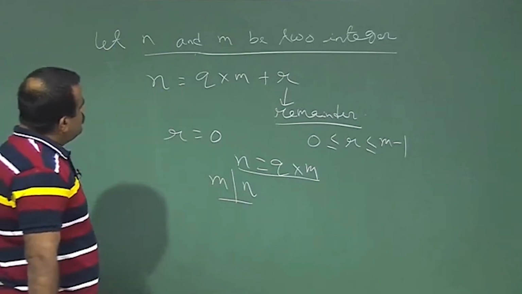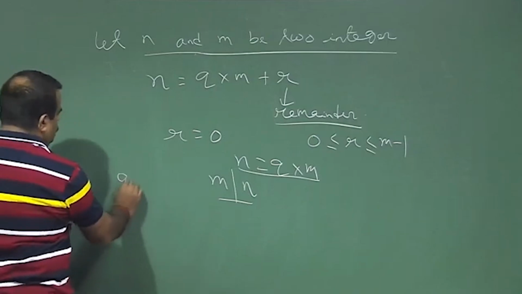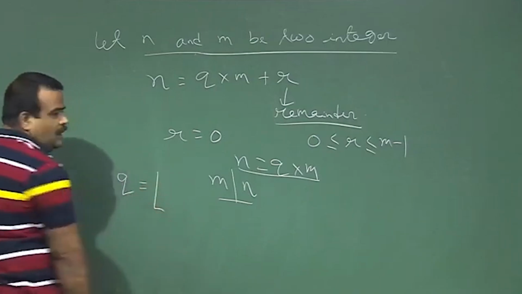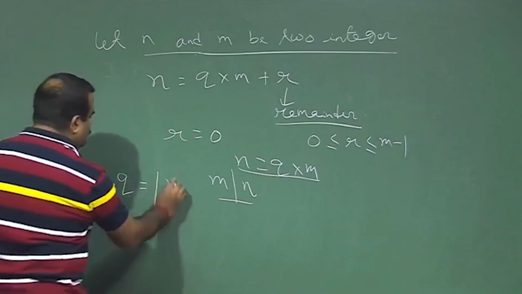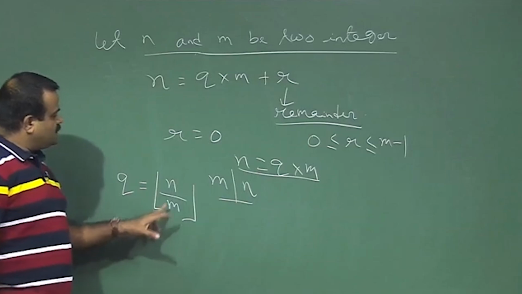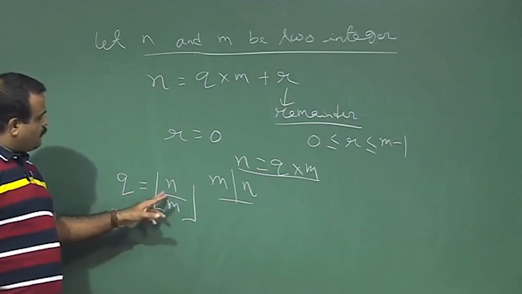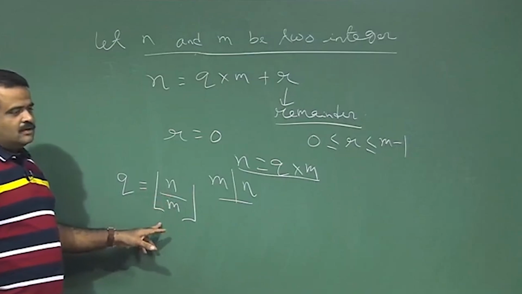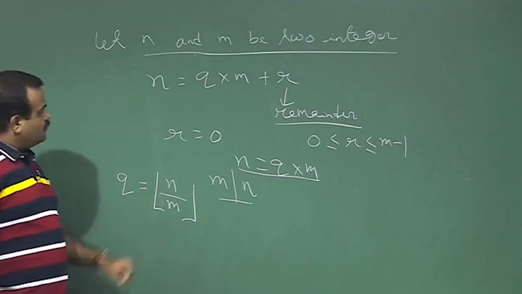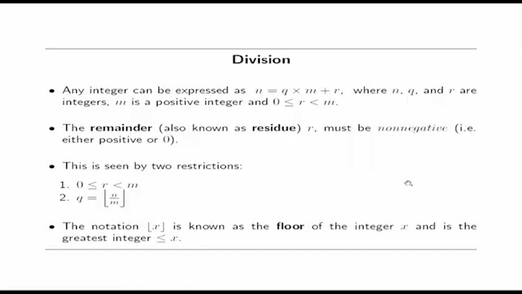This is the division rule, and what is q? Q is basically the lower ceiling of n by m. Lower ceiling means it is the least integer which is less than this. So, this is the flooring, lower floor, and we have the upper ceiling. Okay. So, here is the division if we want to divide n by m.